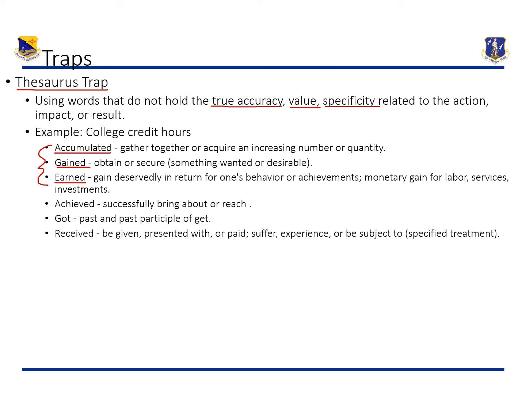You start looking at the definitions: accumulate, gather together, or acquire an increasing number or quantity; gain, obtain or secure. What about earn? Gain deservedly in return for one's behavior or achievements. Look at that. It's almost a few characters less, but it has such an impact on its true definition. All right? Think about the weight of the word before you fall into the Thesaurus Trap.